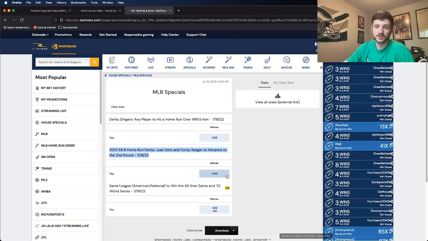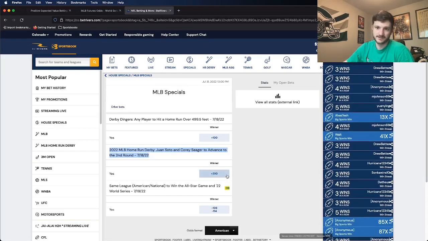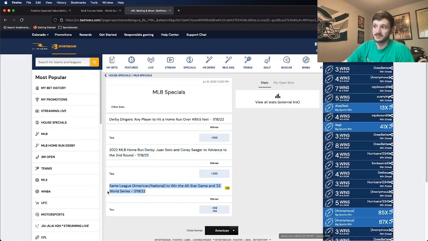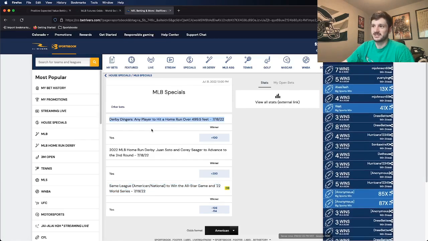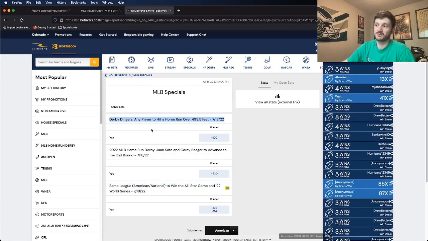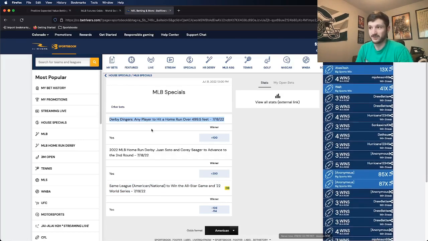I priced the true line of this bet at like plus 237, so this one's not plus EV. This one is not plus EV as well. Same league to win the All-Star game, the 22 World Series. Also, not really Home Run Derby related. The one that I did like was this Derby Dingers, any player to hit a home run over 499 feet.